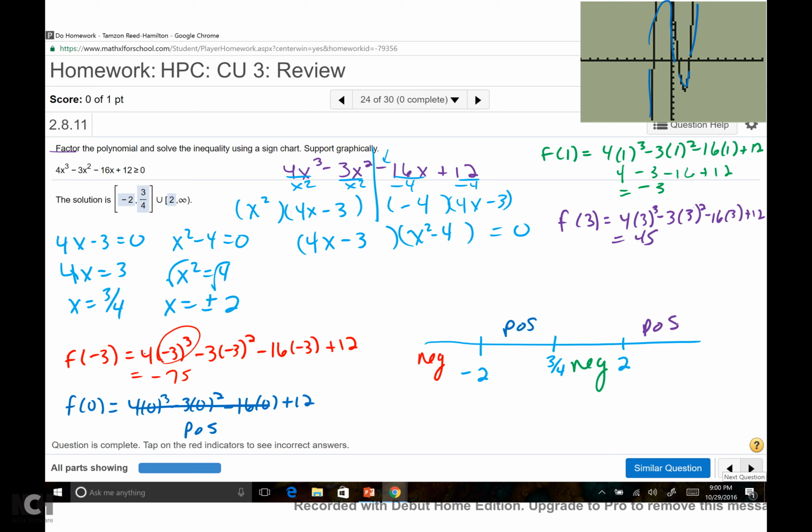Okay, now what they want to know is, when is this thing positive? Because they're asking me, when is it greater than or equal to 0? Well, that's between negative 2 and 3/4. I don't know why they're using square brackets. Negative 2 is a 0, it's not included. Negative 2 to 3/4, union, and it's positive here, which is 2 to infinity.